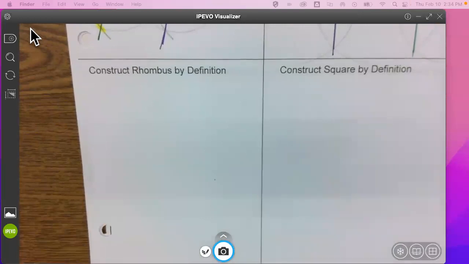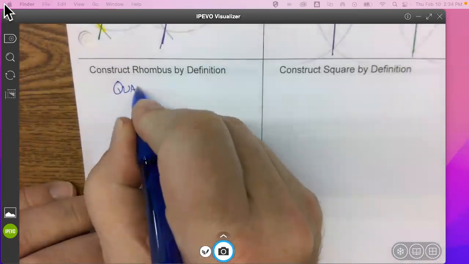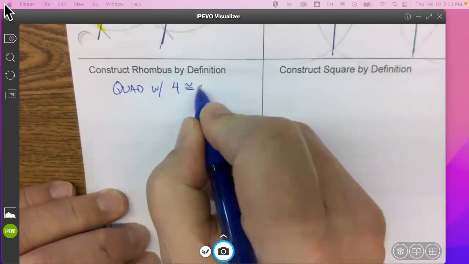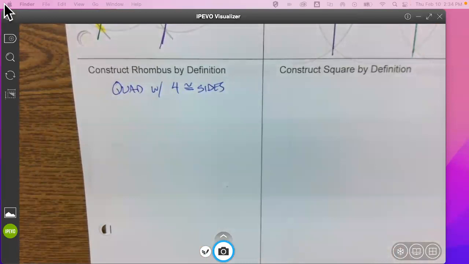What is the definition of a rhombus? Good. It's a quadrilateral with 4 congruent sides. I hear some people bringing in some other attributes that are true about it. Diagonals are perpendicular, opposite angles are congruent. There are some things that are true about it, but we don't want to complicate the definition.